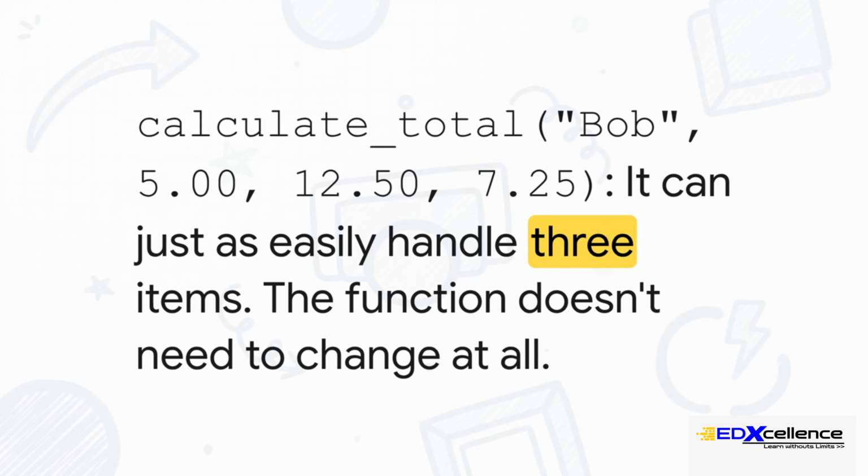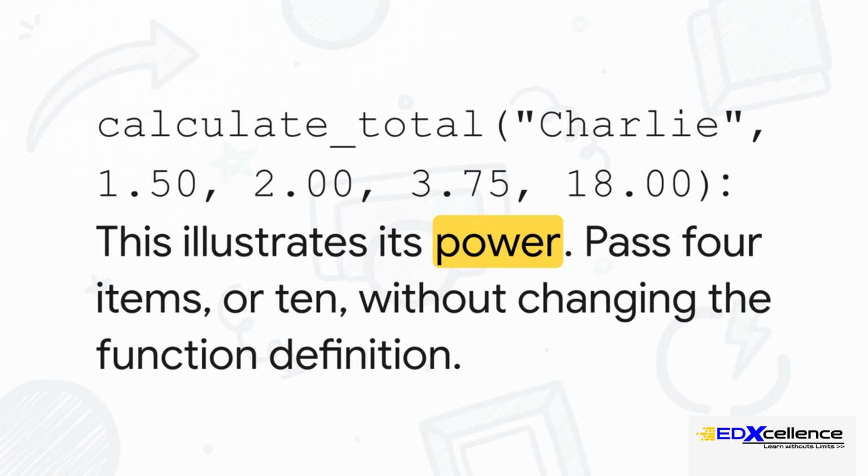And check this out, it works just as well for Bob, who's buying 3 things. We didn't have to change the function at all. *args just swoops in and collects all 3 prices automatically. See how dynamic that is? And this is where it gets really brilliant. 4 items for Charlie? No problem. 100 items? Still no problem. The function definition stays exactly the same. Now that is what I call flexibility.